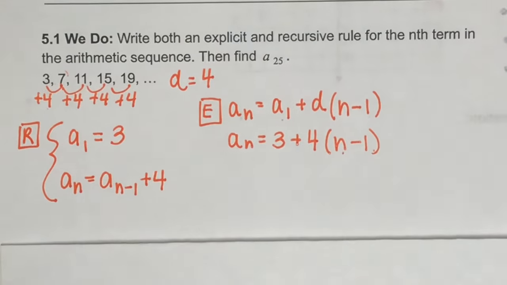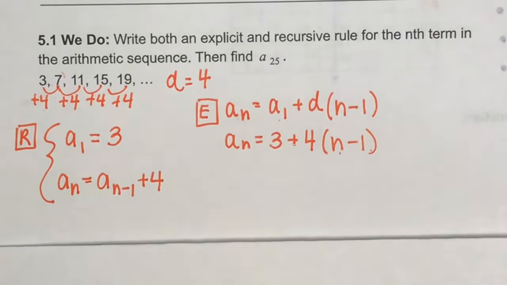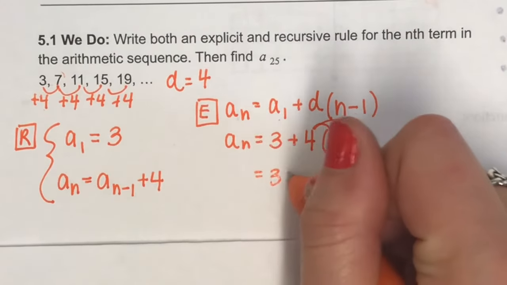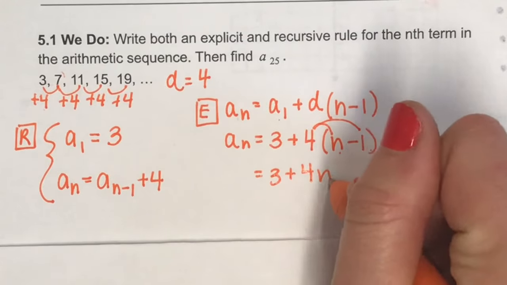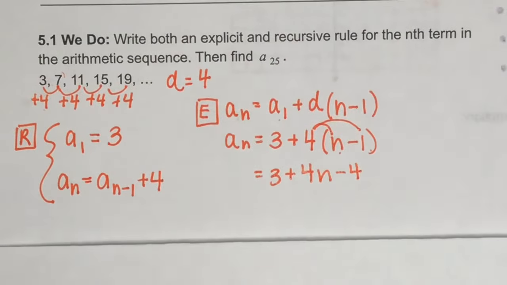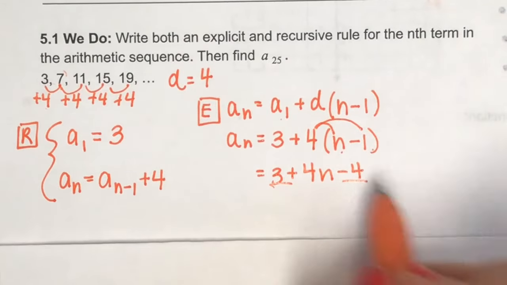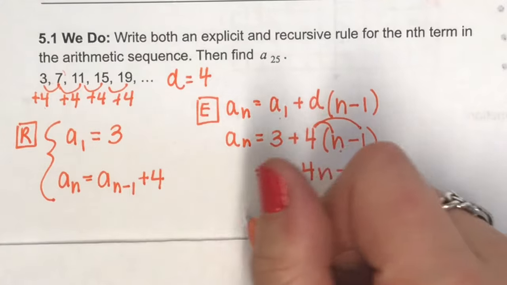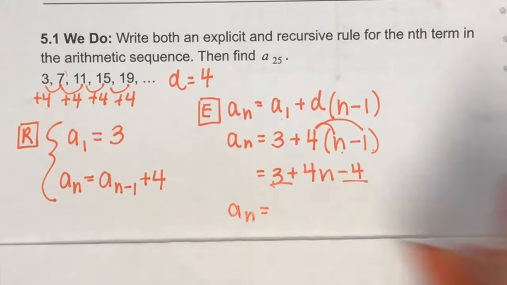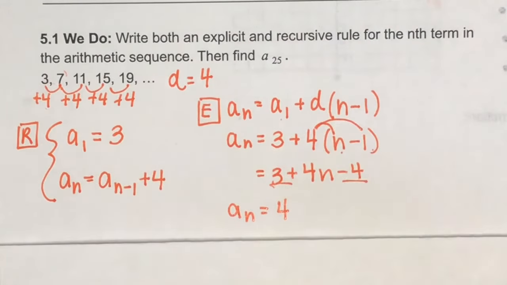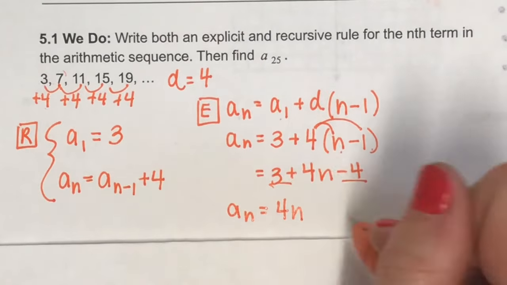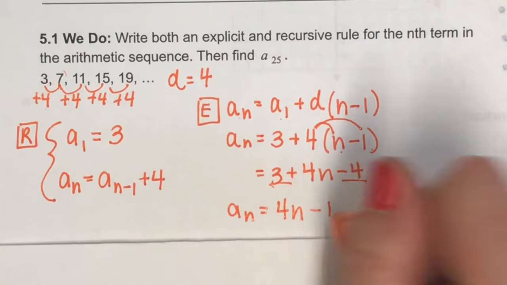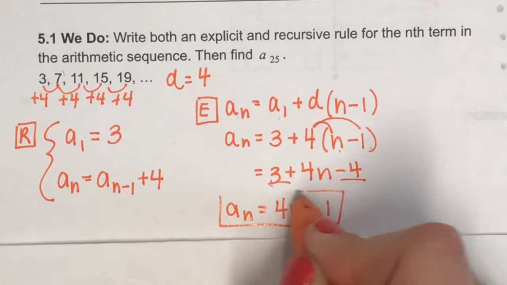Now, this is just a normal algebra problem that I can solve really easily. I'm going to distribute my 4. So I get 3 plus 4n minus 4. And then I combine some like terms. So 3 and -4 can be combined to get me a -1. So my final equation here, my final rule, excuse me, is 4n minus 1.